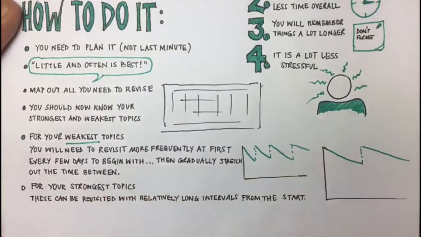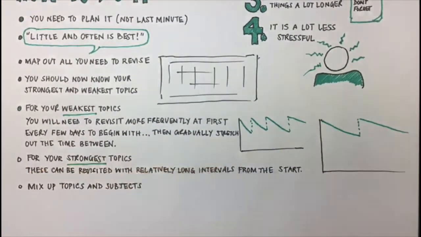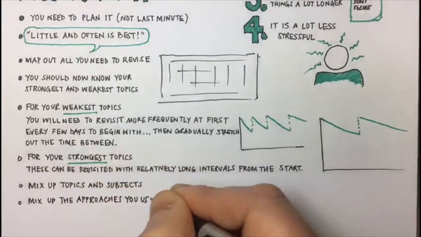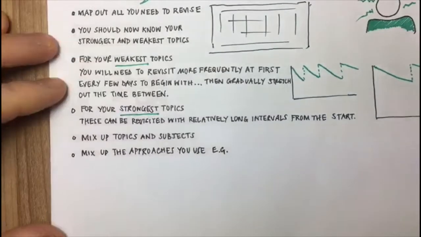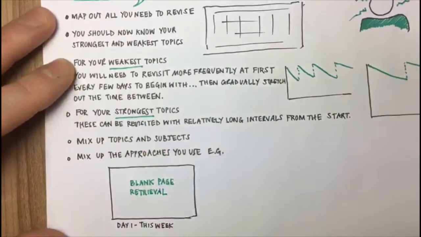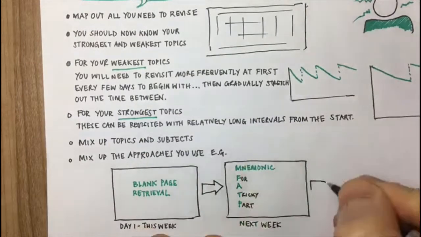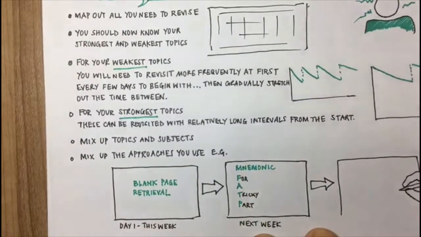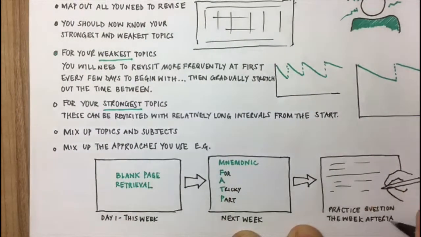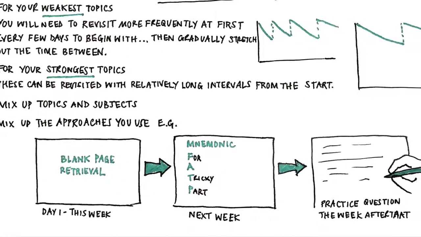Mix up the topics and subjects, and also the approaches that you use to revise them. You now have a whole range of strategies to use, so pick your favourites and mix up topics with the way that you approach them. For example, if you are revising cell structure for biology, do some blank page retrieval practice this week, create a mnemonic for a tricky part of the topic the week after, and do a practice question the week after that.